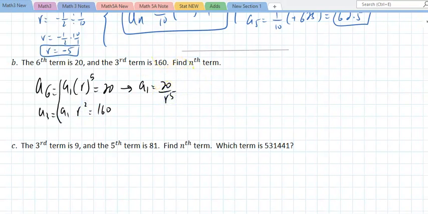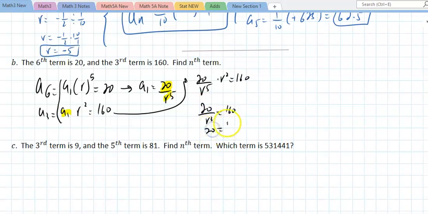20 over r to the fifth. Take this and substitute that right there. And this will become 20 over r to the fifth times r squared equal 160. So I could say 20 r to the negative 3 equal 160, or even better, I could say 20 over r cubed equal 160. So 20 equal 160 r cubed, r cubed equals 20 over 160, which is 1 over 8.